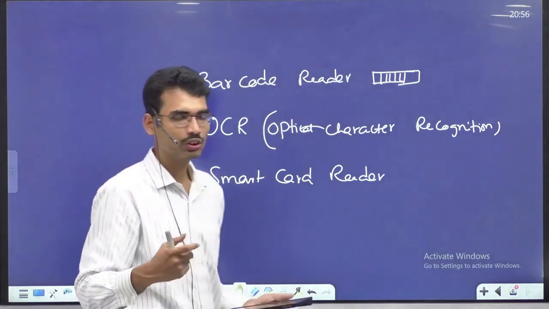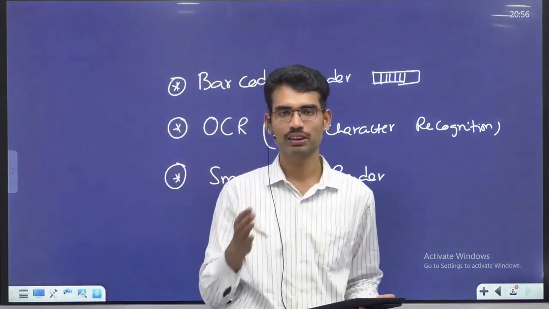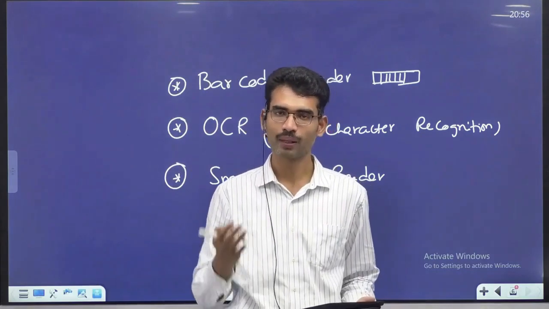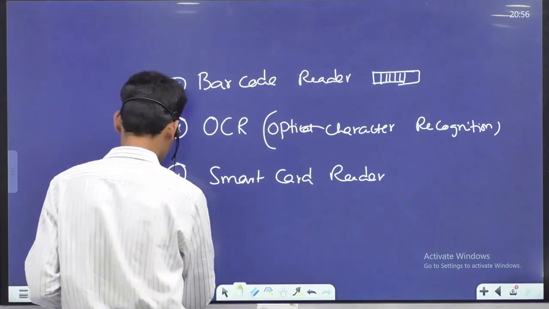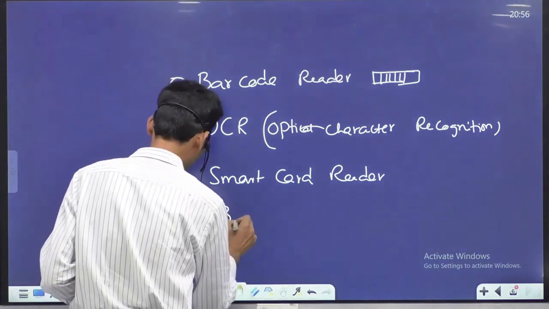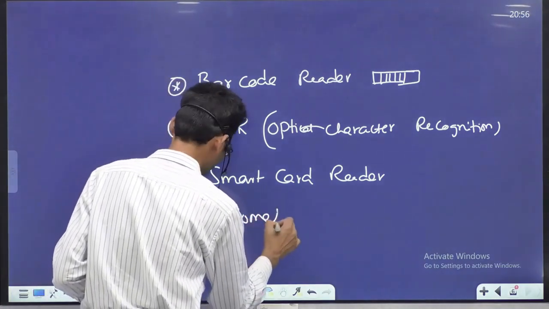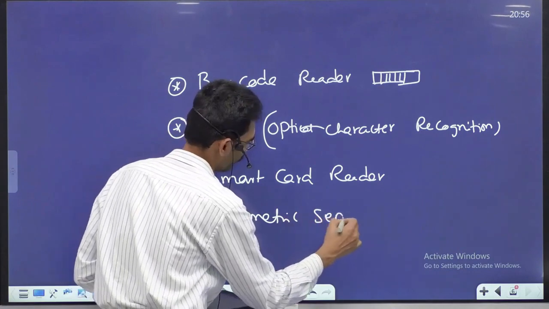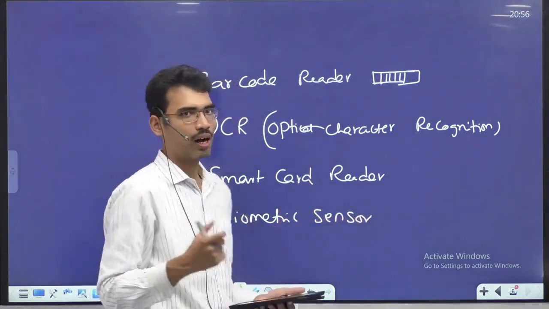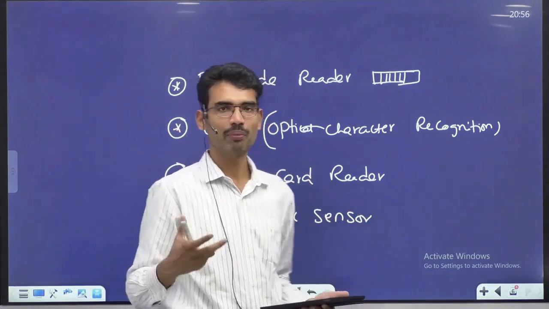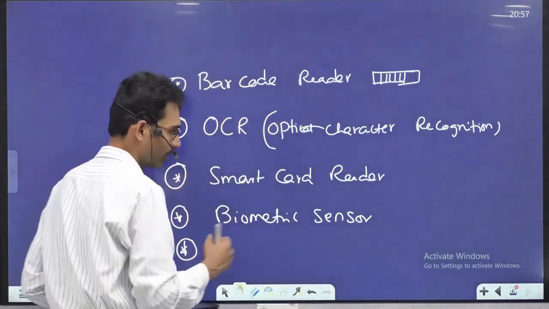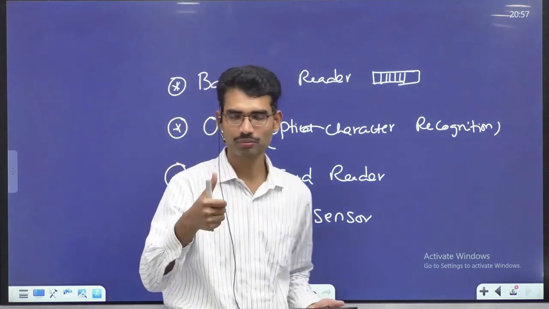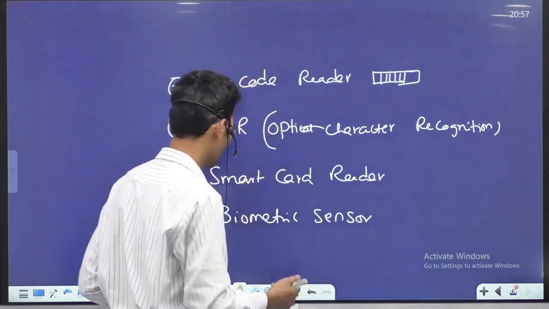The architecture of the computer is going to be similar: input, output, and in between, the central processing unit, but the look is going to be different. Next one, biometric sensor. The Aadhaar card reader is a kind of biometric sensor. Eye scanner, so eye reader, palm, the thumb impression reader.